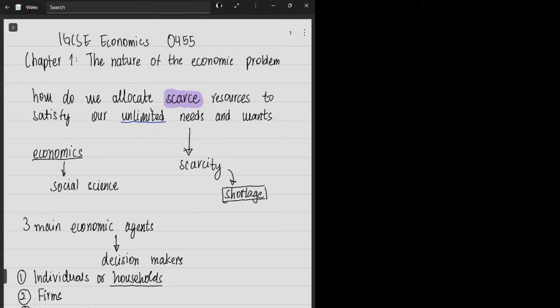Then we again have three basic economic questions answered by economic agents. So these three agents answer three questions. What are these three questions? These three questions are one, what, two, how, and three, for whom. So we have what to produce, then how to produce, and for whom to produce, right?